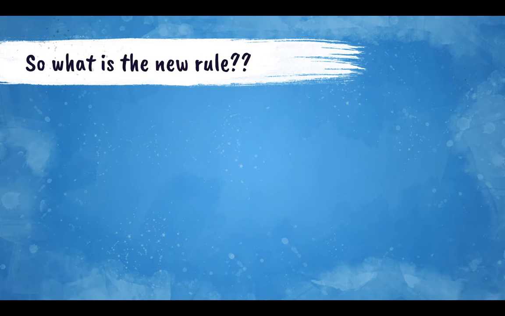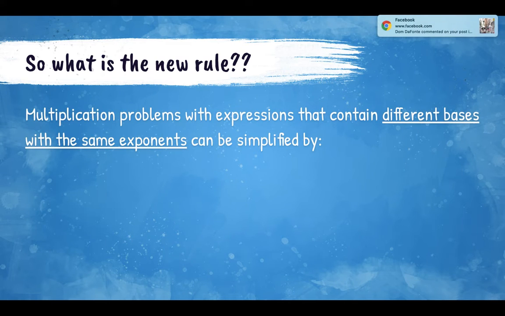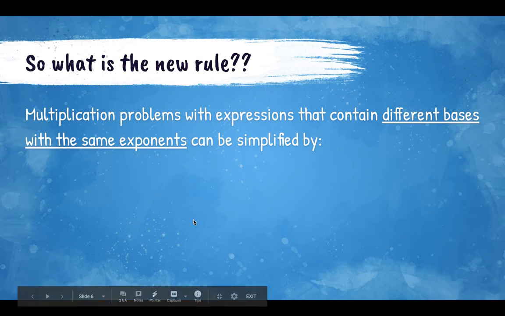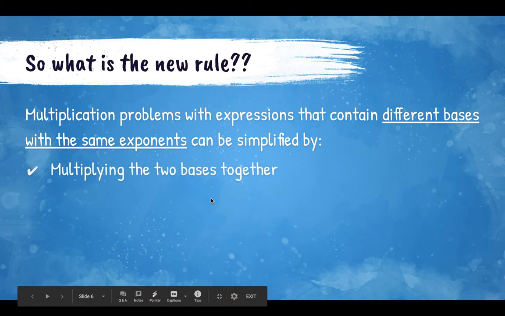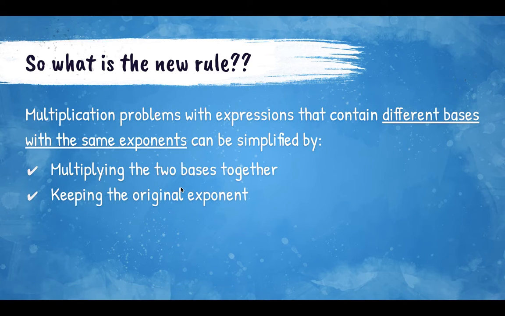So what's the new rule? Multiplication problems with expressions that contain different bases with the same exponents can be simplified by multiplying the two bases together and then keeping the original exponent. So this only works when you have the same exponents with different bases.